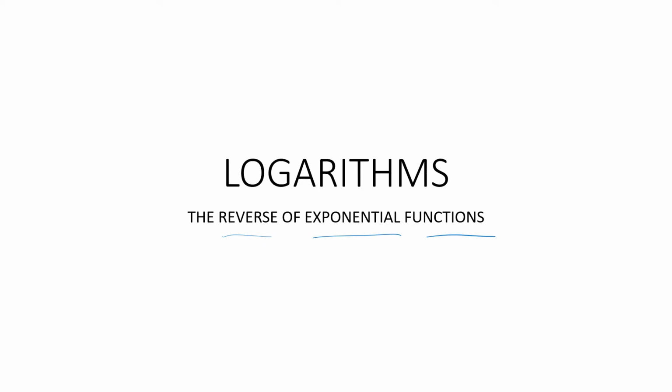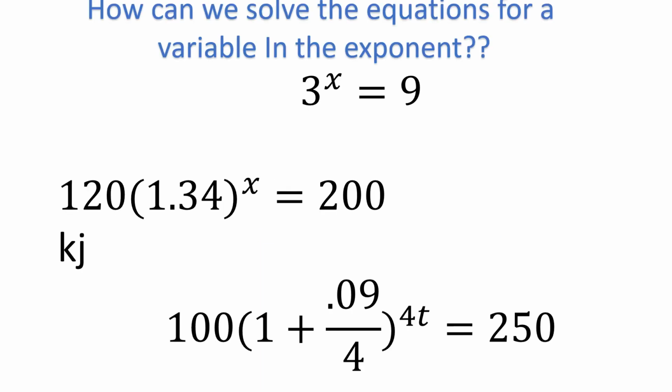So here we go. The setup for this is the question, how can I solve an equation for x when x is in the exponent? Take a look at this first thing right here. 3 to the x equals 9. Now you probably already know what that x is, right? It's 2 because 3 squared equals 9. But let's say that I didn't know that. How do I get the x out of the exponent?